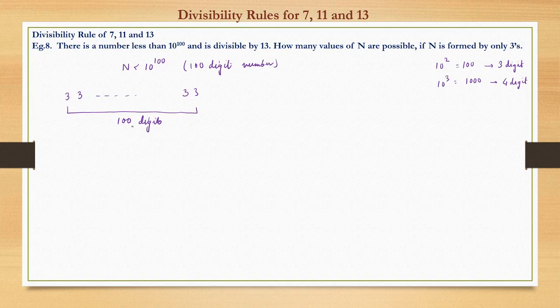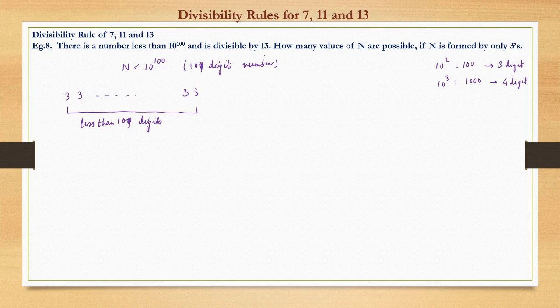I mean, it's not necessarily 100 digits only, it can be less than 100 digits. Less than 101 digits means less than or equal to 100 digits. So now we have to see here.